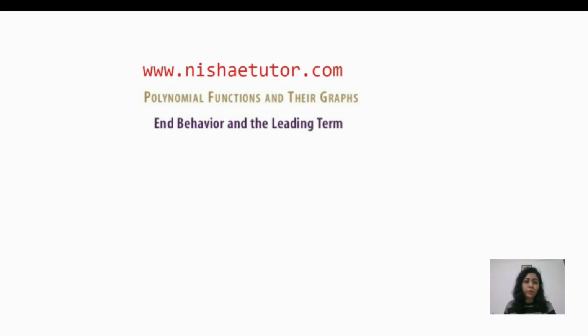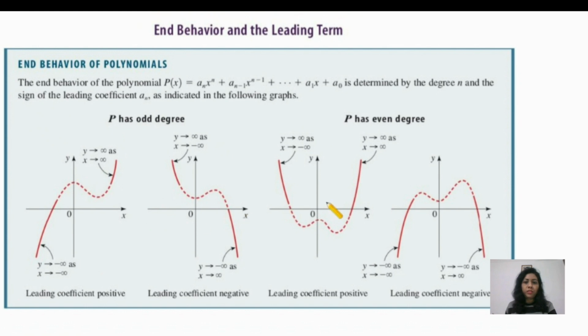In this series we are doing polynomial functions and their graphs. One important topic here is the end behavior of the graph, and we can easily find it out from the leading term. If you know the degree of the polynomial and the leading coefficient of the polynomial, you can easily find out the end behavior. Okay, this is a very important thing. If you know this, you can easily find the end behavior of the polynomial.